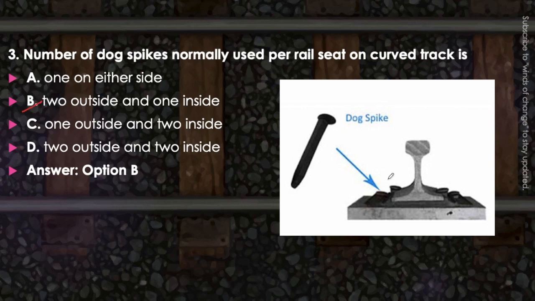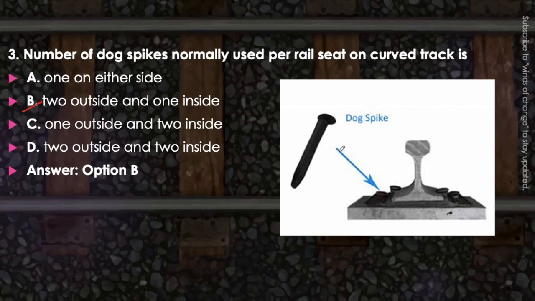How is it? First of all, see these dog spikes, they are used with wooden sleepers. They connect the rail to the wooden sleepers. Now one is used inside and two are outside, of the gauge section of a railway. So please memorize it, it is also important where dog spikes are used and in how many numbers.